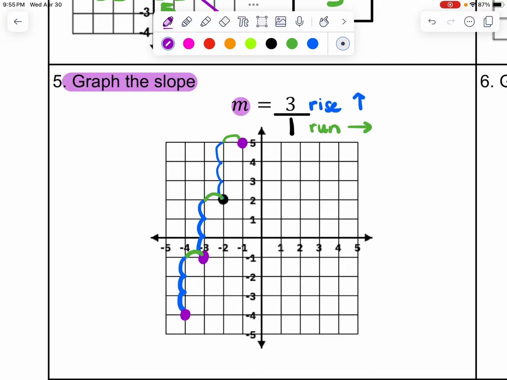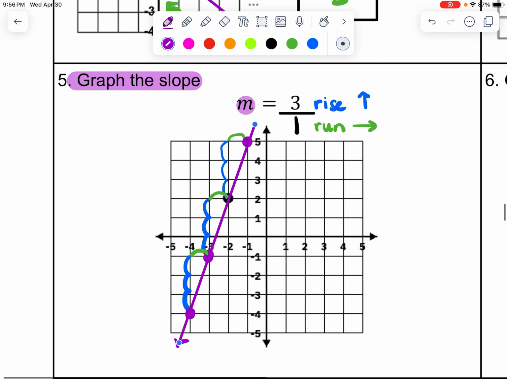What you should also notice is that all of these points that we just drew end up in a straight line, which is really important. We want to make sure that all of our points end up in a straight line because we want to make sure that we're following a slope pattern, which only applies to linear functions, lines.